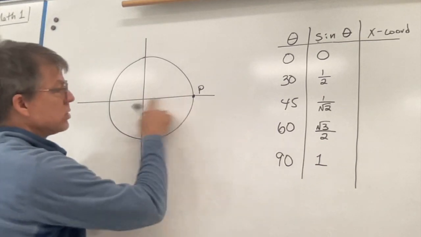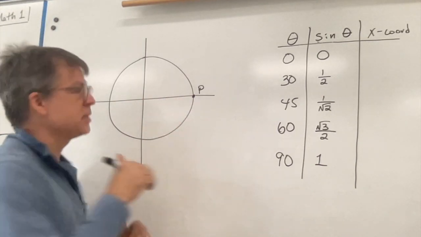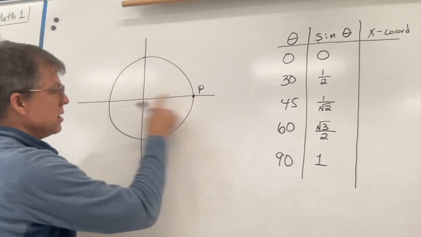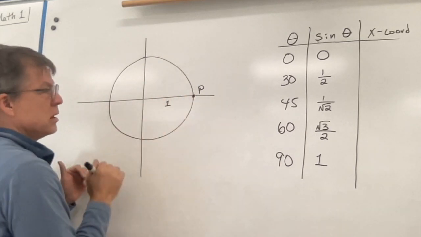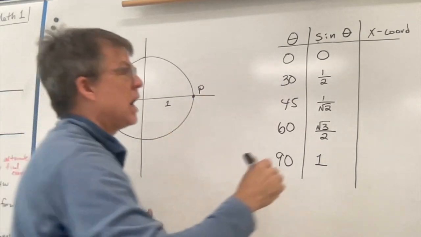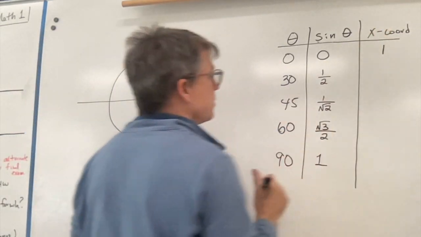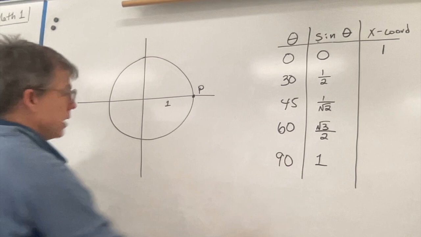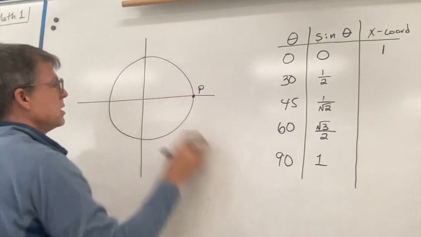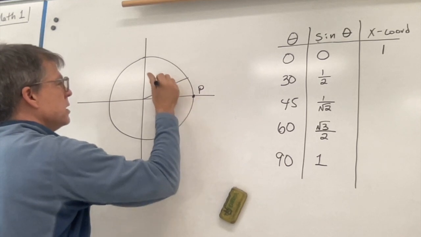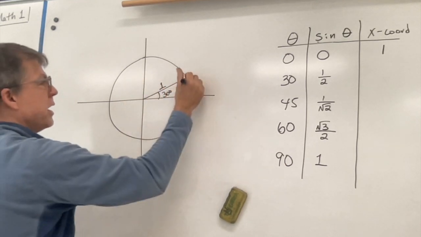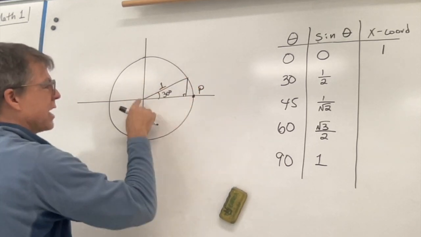Well, if we're right at 0 degrees, or 0 radians, what is the x-coordinate? Well, this is a unit circle. That's a 1. So right at 0 degrees, I am at 1. Okay? Now, if we go up to 30 degrees, there's 30. This is still a 1, but what is my x-coordinate now?